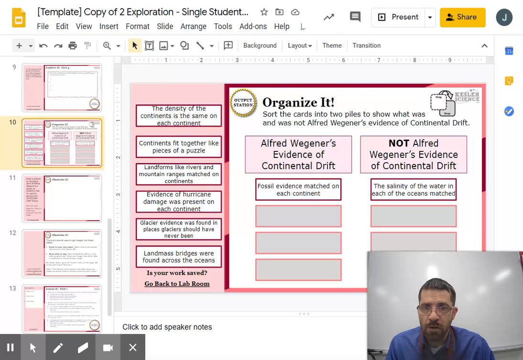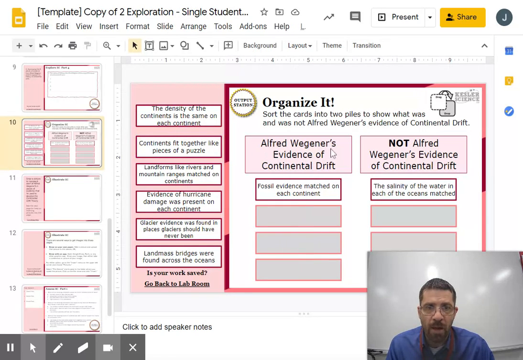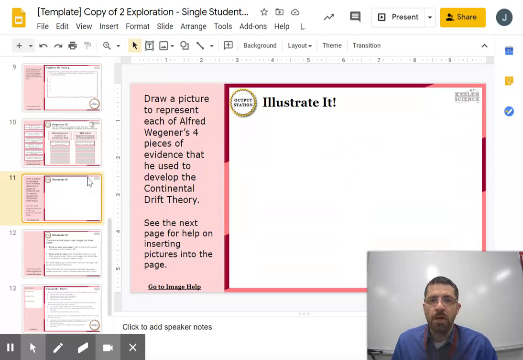So you have to match these up, move these over to the appropriate column. The first column, Alfred Wegener's evidence of continental drift, you would put all that apply there. Not Alfred Wegener's evidence of continental drift would go in this column. On to the next slide. What you're doing here is drawing a picture to represent each of Wegener's 4 pieces of evidence used to support his theory. If you go to the next slide, it's going to explain how to insert the picture in here.